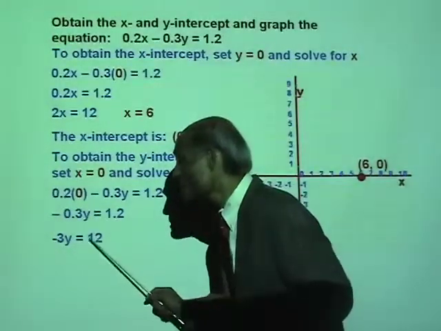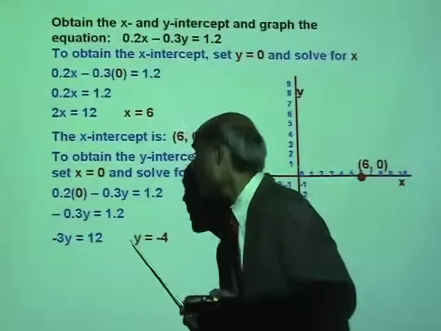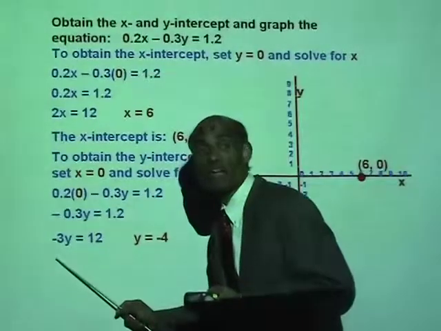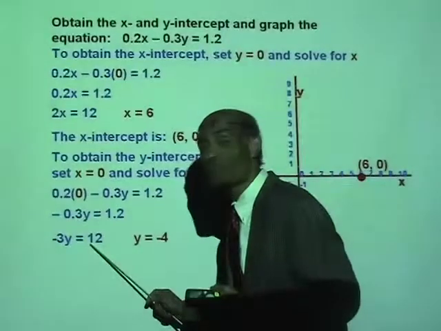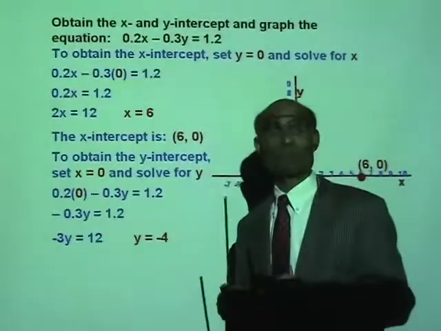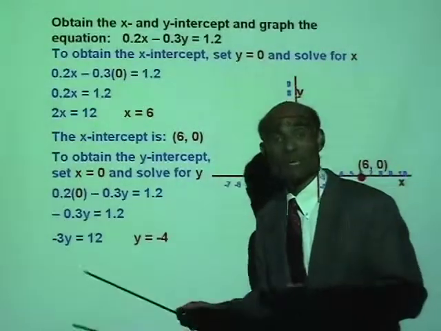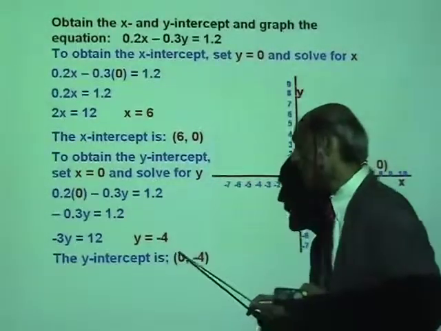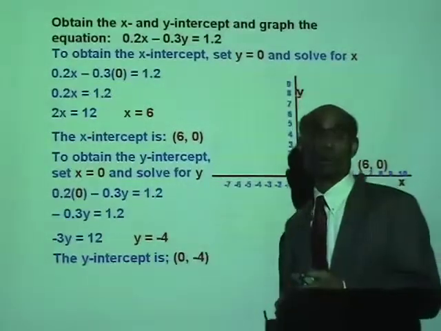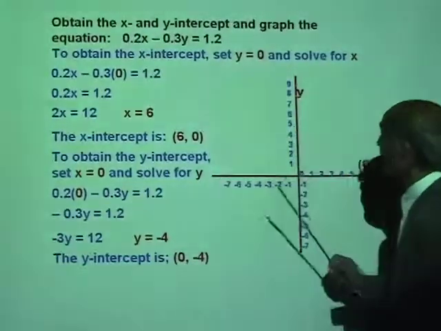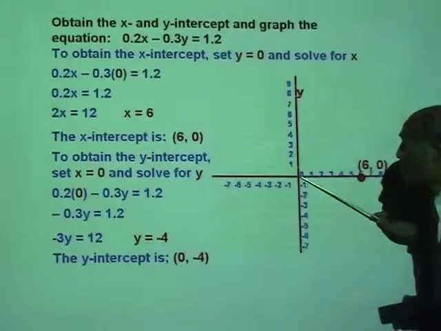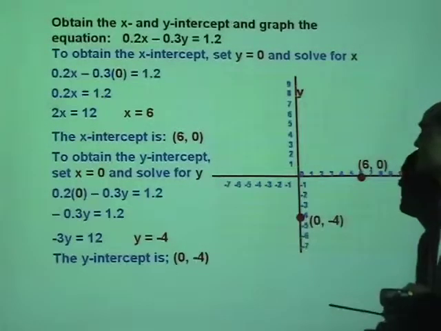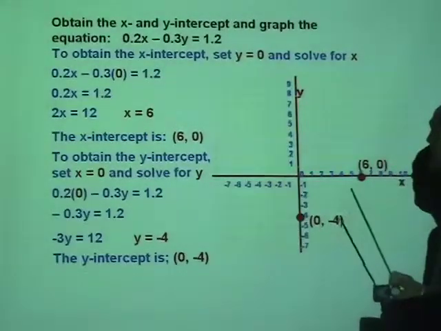Now divide both sides by negative 3. That will give me y equal to negative 4. Is that right? Negative 3y divided by negative 3 is y. And 12 divided by negative 3 is negative 4. So, what is our y-intercept? When x equal to 0, y equal to negative 4, or the y-intercept is 0, negative 4. Let's mark it. X equal to 0 is this. Y equal to negative 4 is there. So that point, the y-intercept is 0, negative 4.